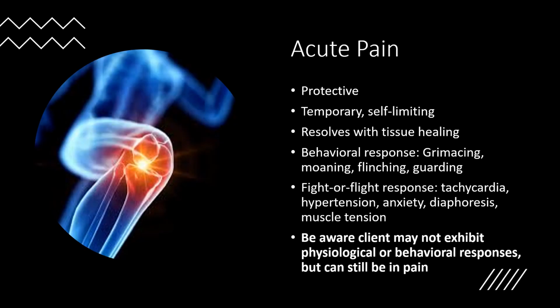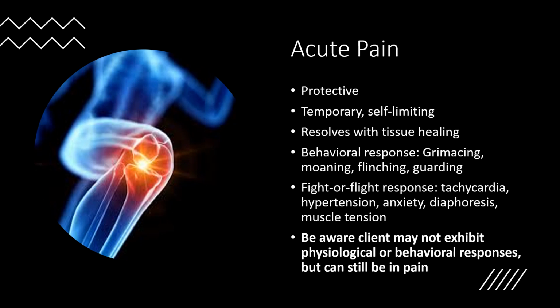Acute pain. So pain, again, it can be acute or chronic. Acute pain is protective, it's temporary, it's usually self-limiting, and it resolves with tissue healing. Physiological responses are common, usually the sympathetic nervous system. This is our fight or flight response. So the patient may have tachycardia, hypertension, anxiety, diaphoresis, muscle tension. Behaviorally, we might see grimacing, moaning, flinching, maybe guarding.